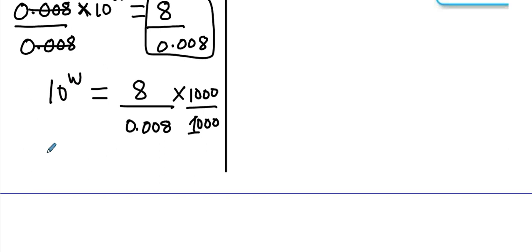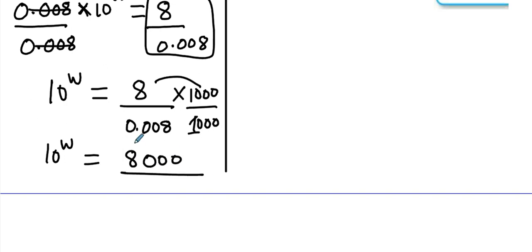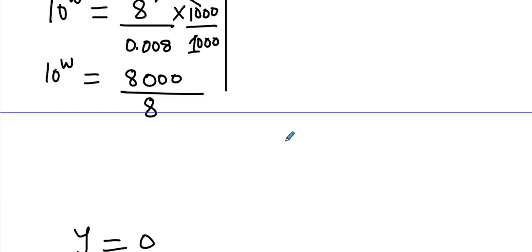Okay, so this will be 10 to the power of w equals 8 times 1000 is 8000. But 0.008 times 1000, the answer is 8. You know the procedure. Okay. Now, this will be equal to, let us simplify.